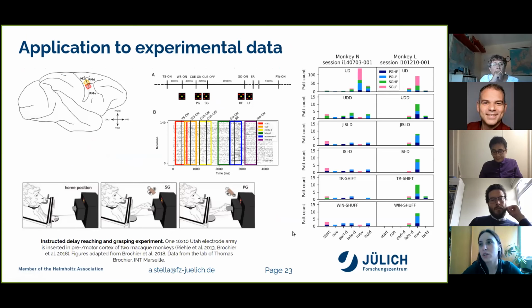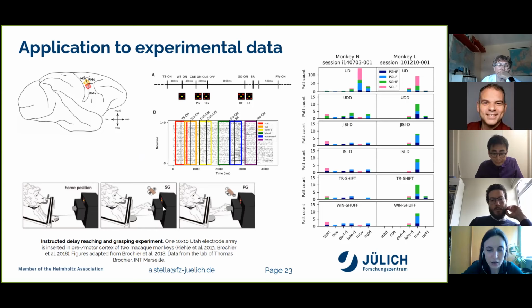And finally, I want to give you a short glimpse of an application to experimental data that is quite interesting. So again, it is the same data set that I was referring to before. It is an experiment done again in Marseille in the lab of Thomas Brochier. There is a 10 by 10 Utah array electrode implanted in the pre and motor cortex of 2 macaque monkeys that are doing a reaching and grasping task.